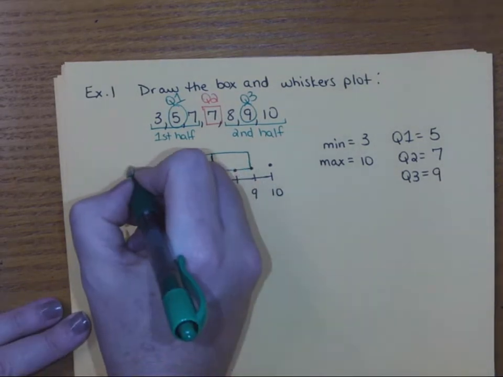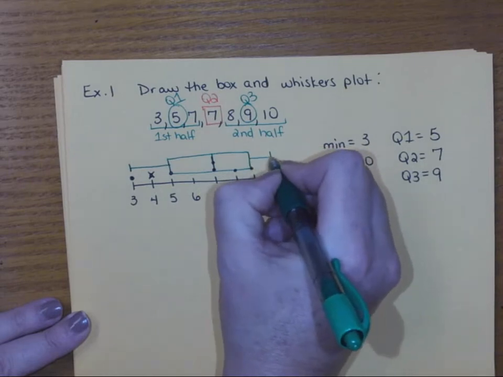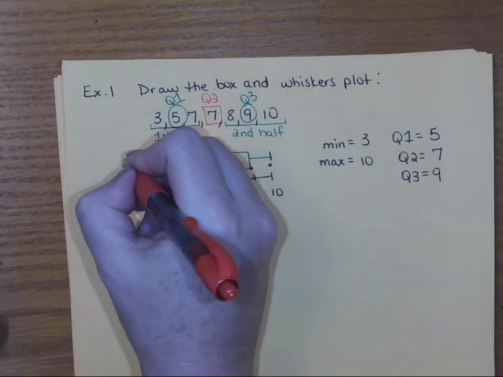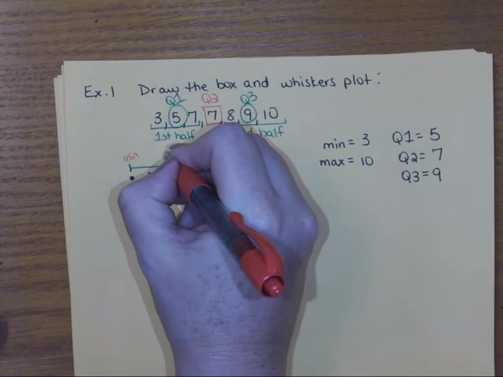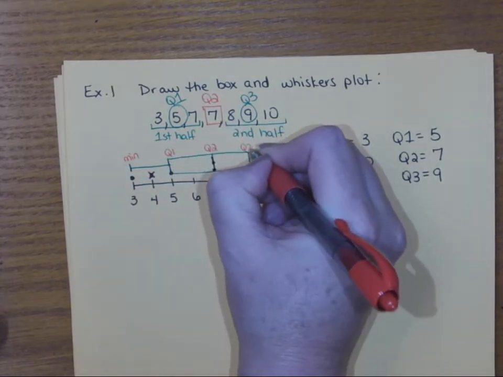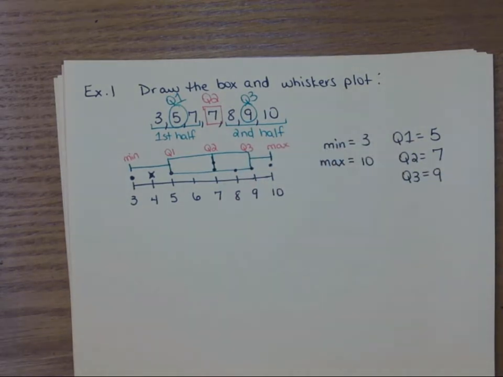And then you just include your whiskers, right? The bottom whisker ends at 3, or starts at 3, I guess, and the last whisker ends at 10. In the end, I do want you to label these. So this would be the min. This would be Q1. This would be Q2, Q3, and the max. You can even label them with numbers if you want to, but I think that's good enough.